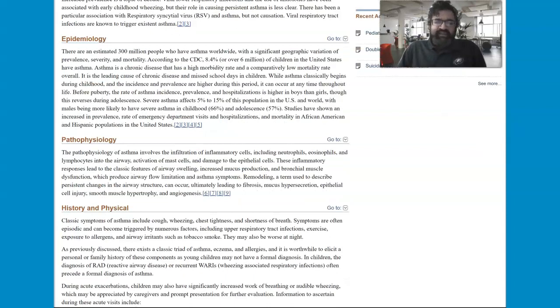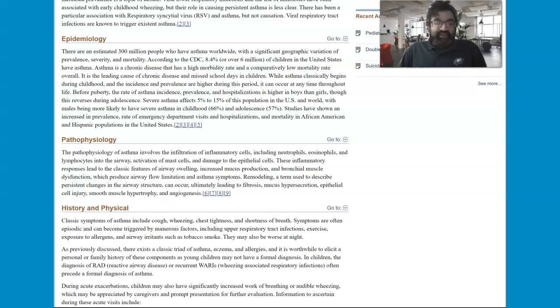Asthma involves the infiltration of inflammatory cells, neutrophils, eosinophils, and lymphocytes, into the airway. There's also activation of mast cells and damage to the epithelial cells. Although in a more chronic manner, this looks very similar to COVID-19 and how it wreaked havoc within the body.